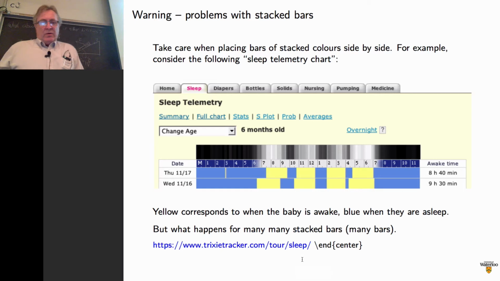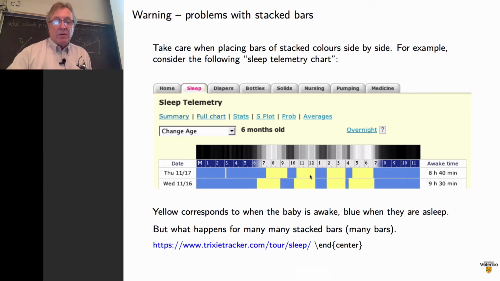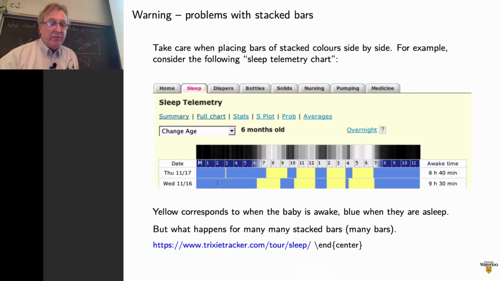So here's an example that I've taken off the internet somewhere, on trixietracker.com. You can track the activity of your newborn, their sleep patterns, to see what's going on. The yellow is when they're awake, so this is Thursday, November 17th. It looks like they're asleep, slightly awake there for a brief period, asleep, awake, asleep, awake, etc. That's what happens on that day. Here's what happened the day before. So you look at time and see the sleep patterns of your newborn if you're actually interested in tracking that kind of information.